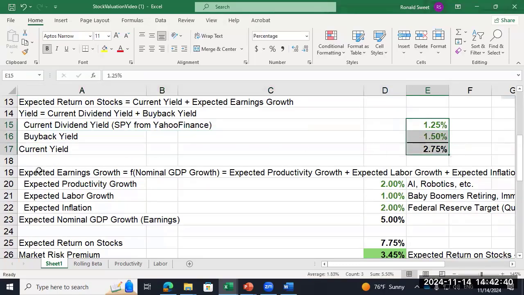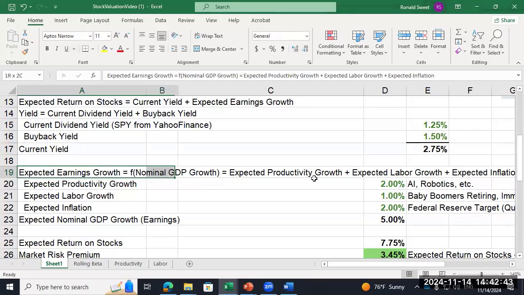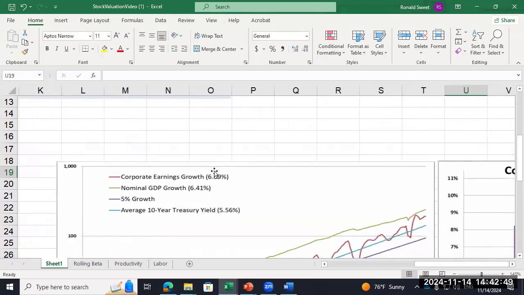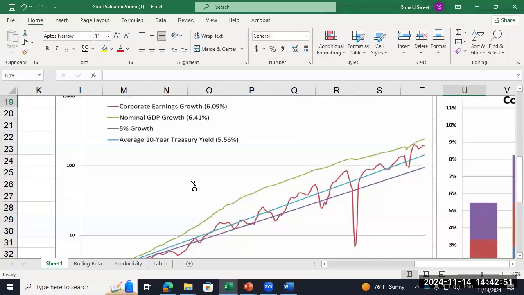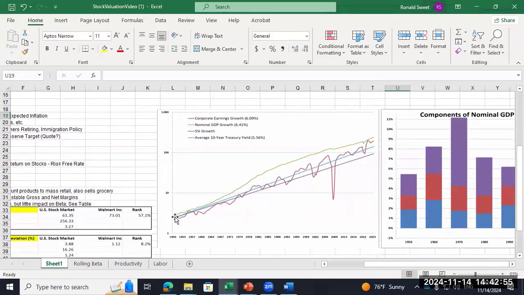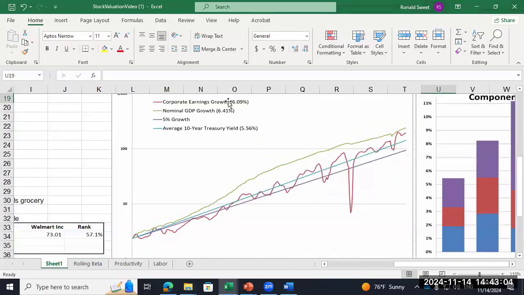Then all we need to know is expected growth in earnings. We talked about that for exam one. Corporate earnings grow about the same speed as the U.S. economy. I gave you this graph here that shows you that. I don't know if y'all remember this graph, but it shows you in the green the growth in our economy, and the red is growth in corporate earnings. You can see over time, our economy's grown 6.4%, and corporate earnings have grown 6.1%.